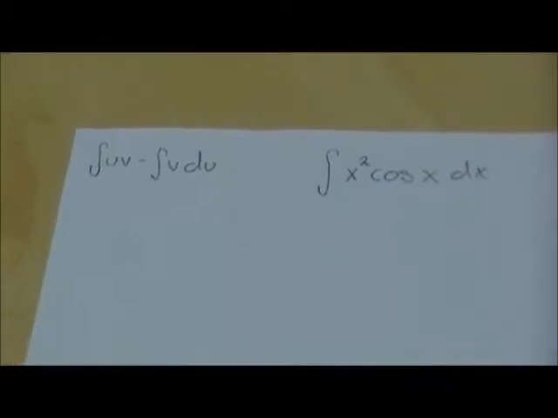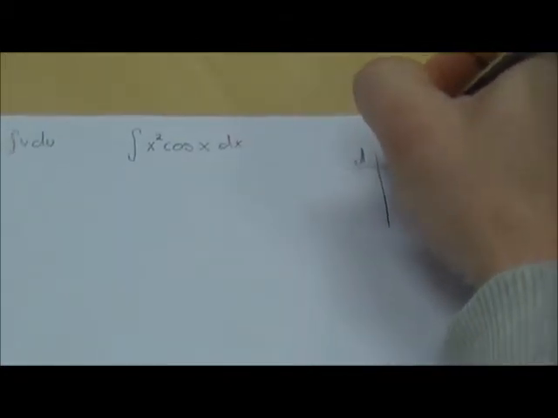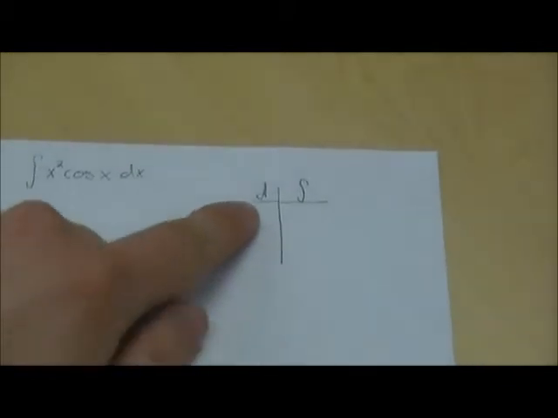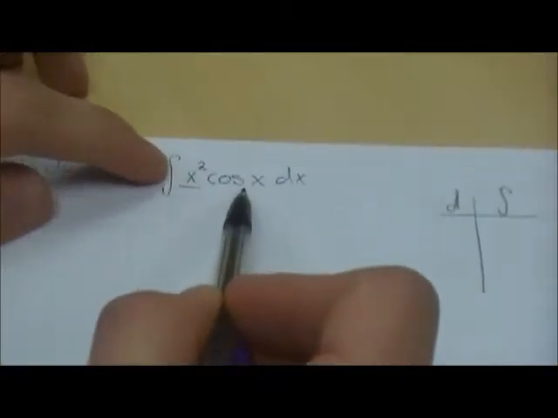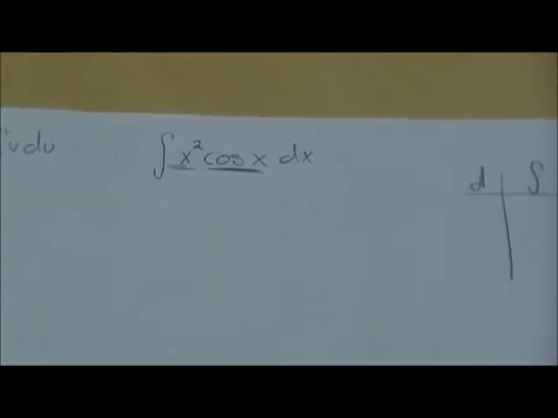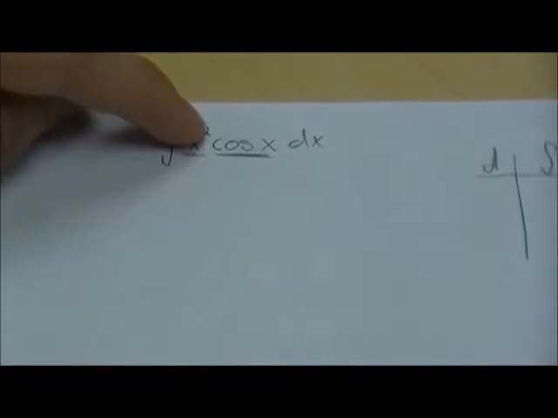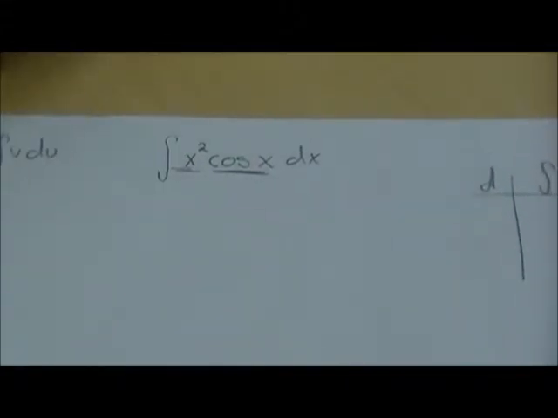So, to use tabular method, we're going to set up our little chart on this side. So, we've got our derivatives on one side and our integrals on the other side. So, for our derivatives, we got to split this up. We want to take the derivative until it gets to 0. So as you can see, cosine x, if we took the derivative, it would keep flipping back and forth between cosine and sine. So that's never going to get us to 0. But we can see x squared, that will get us to 0.